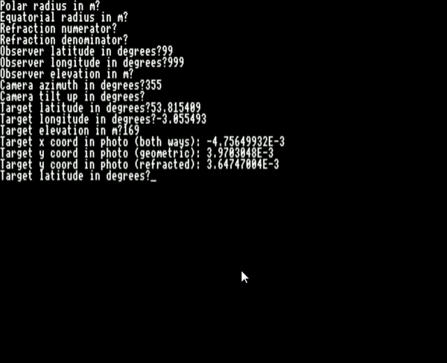0.0047565 left, 0.0039703 up geometric, but only 0.0036475 up refracted. Try a different location.